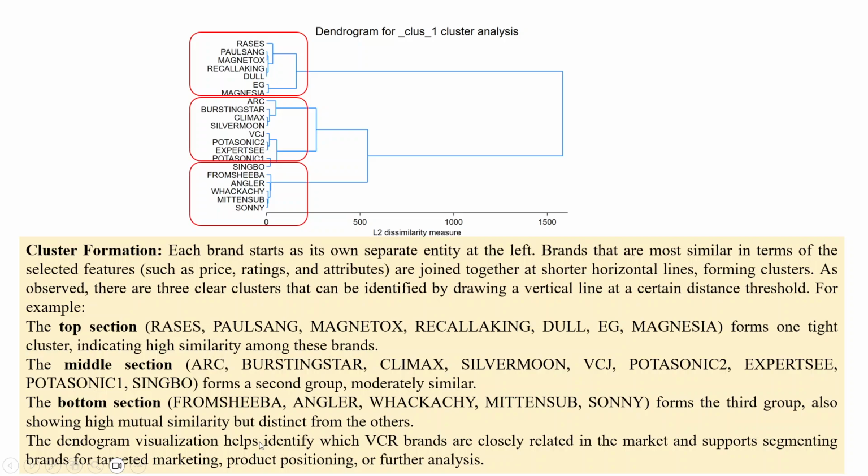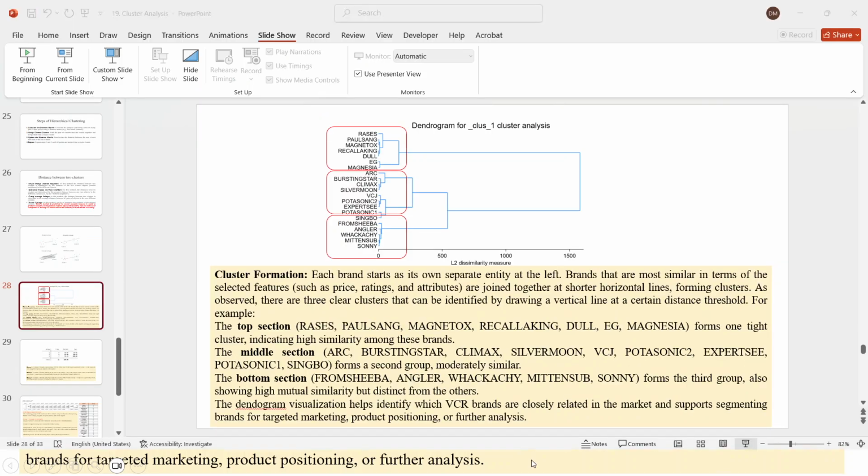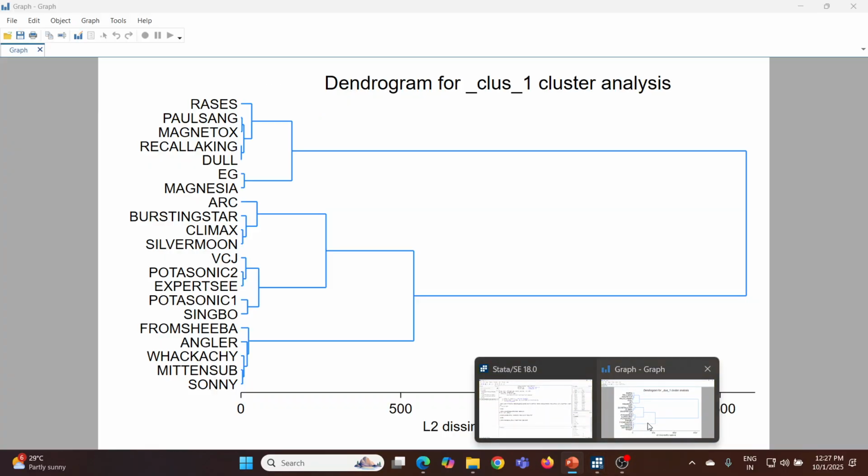The dendrogram visualization helps in identifying which VCR brands are closely related in the market and supports segmenting brands for targeted marketing, product positioning, or further analysis. Now let's go back again into Stata.